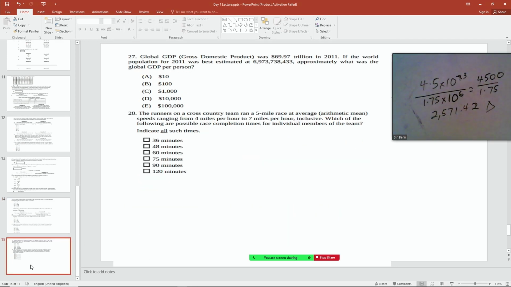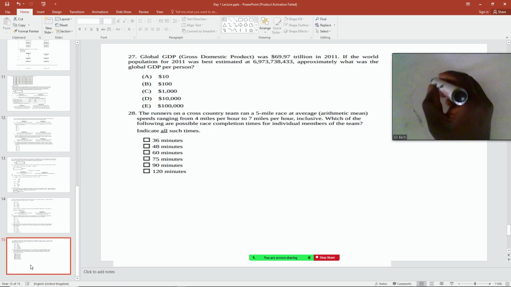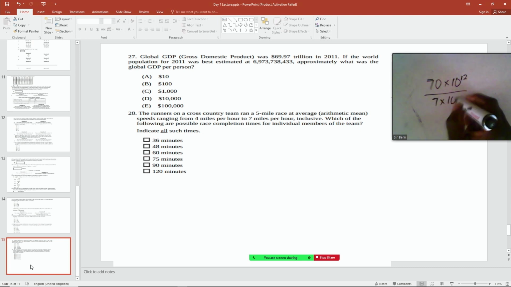Then the last 2 questions. Question 27 is saying that global GDP, gross domestic product, was 69.97 trillion in 2011. If the world population for 2011 was best estimated at 6.9 billion approximately, what was the global GDP per person? Because we are looking at approximate, let's make it approximate so that we go faster. We will say the GDP is 70 trillion, so 70 times 10 to the power 12, divided by 7 billion, so 7 times 10 to the power 9. We are approximating all of them so that we get the value quick. This will cancel to be left with 3. So we have 70,000 divided by 7, which gives us 10,000. So our answer is D, 10,000.